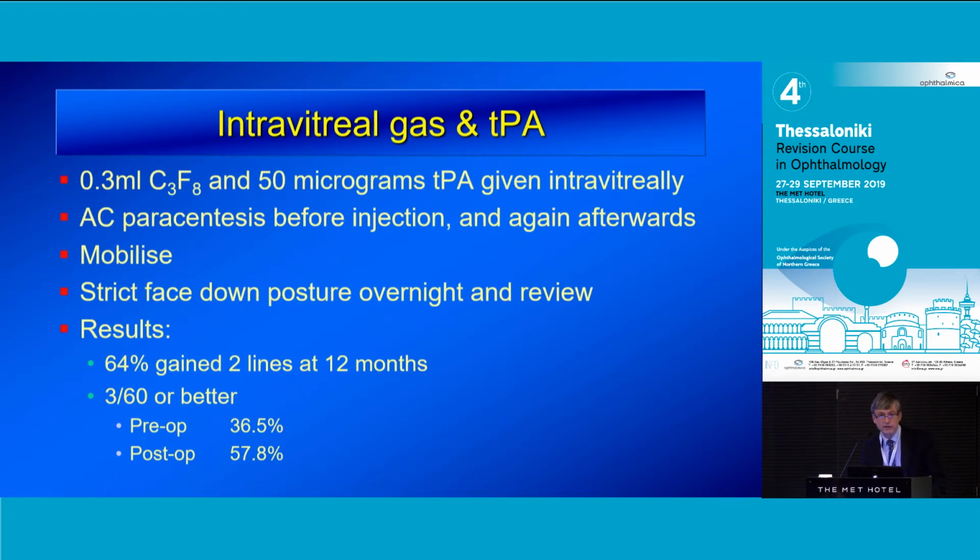For intravitreal gas, you have to put in 0.3 ml of C3F8 and 50 micrograms of TPA. It's quite a lot of volume to put into the eye. You'd need to do an AC paracentesis before and again afterwards. Initially, you mobilize the patient, and then by the evening, when the gas has expanded a bit overnight, you have strict face-down posturing. And the results of that are quite good.